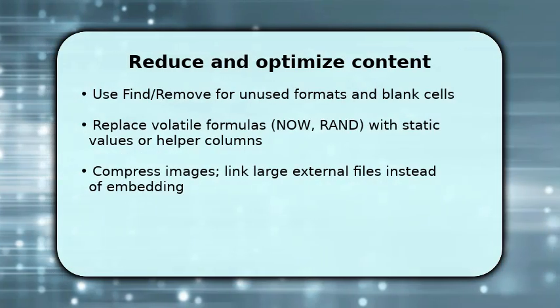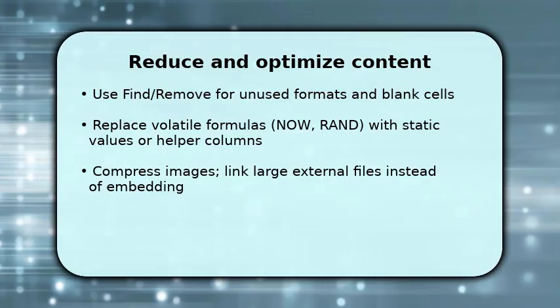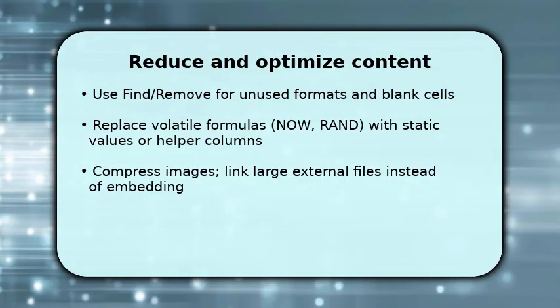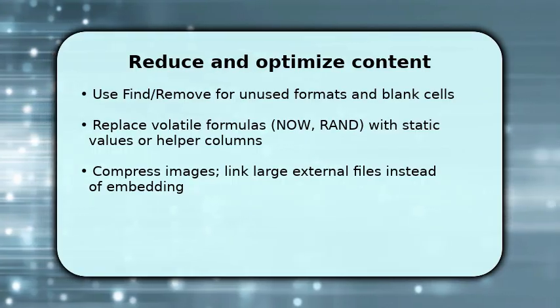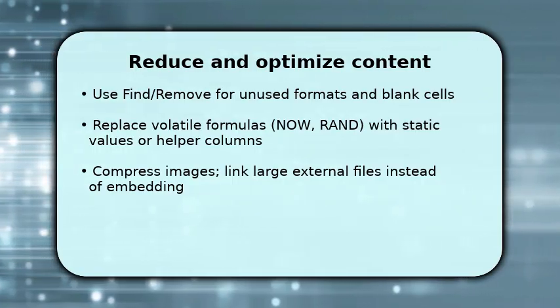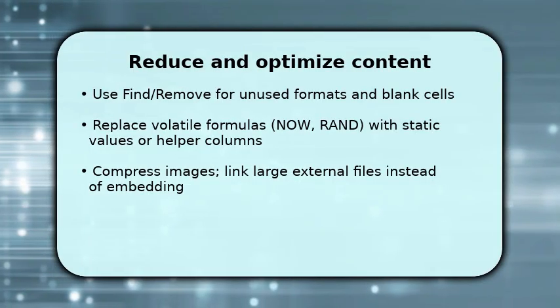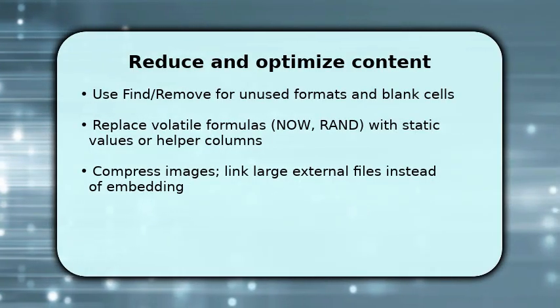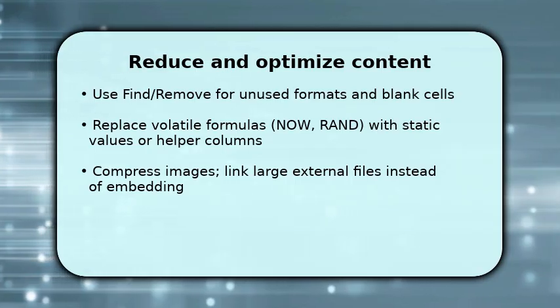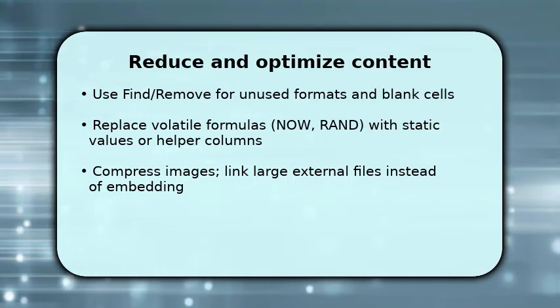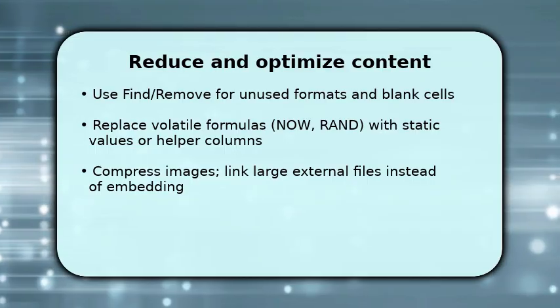Now you tackle the complex middle work: formats, formulas, and objects. First, clear unused cell formats and reset used ranges to remove phantom bloat. Use go to special blanks to delete stray content. Replace volatile functions like now or rand with static timestamps or helper columns to cut recalculation overhead.